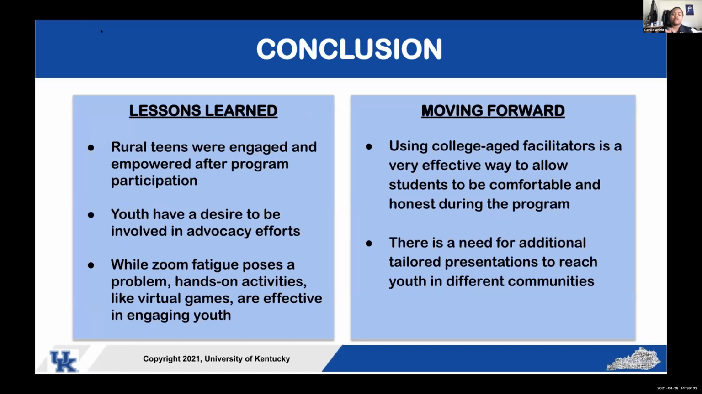Some lessons that we learned were that rural teens were engaged and empowered after program participation. Even though it was very long and they were definitely tired, they still stayed engaged. And that was definitely due to the virtual games that we kept doing and asking them questions and just keeping them feeling present throughout the day during those sessions.